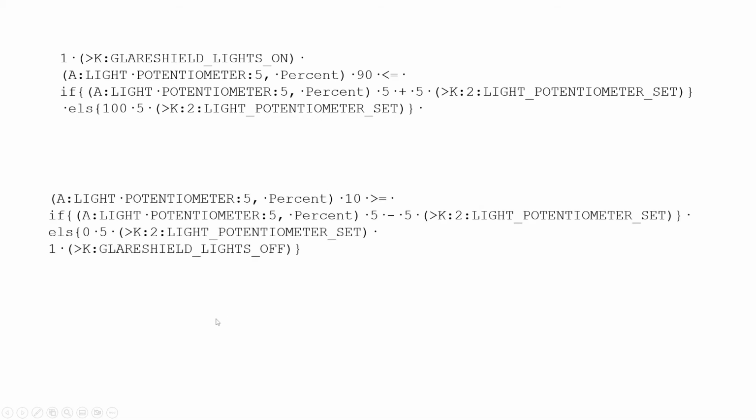And then the decrease one is check that we're above 10. If we're above 10, then we can take 5, minus 5. There's the 5 off of that, and send it to circuit 5. So they're the 2 values that get sent to that light potentiometer. If not, if we're at 10 or below, then the only way is to go to 0. So we send a 0 to there and then switch the circuit off.